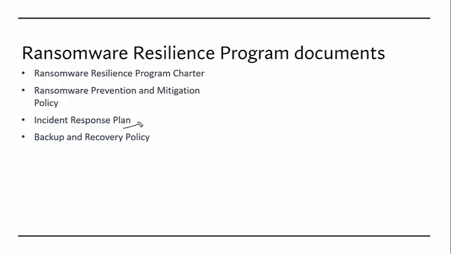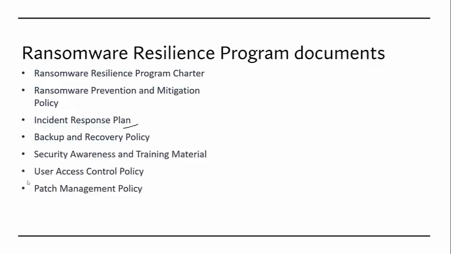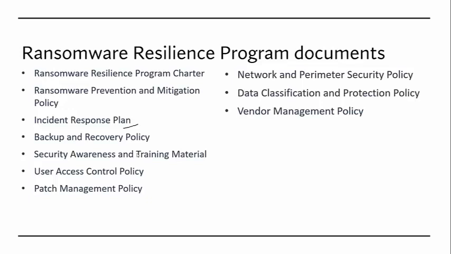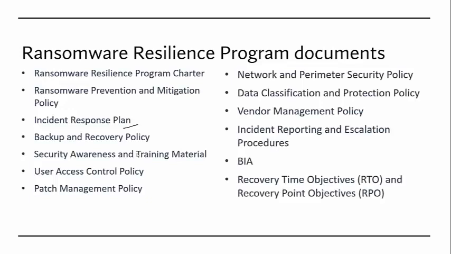Then we need to have backup and recovery policies and security awareness training material. The security awareness training material includes modules related to ransomware, and it should cover topics such as phishing prevention, safe browsing practices, and recognizing social engineering techniques. Then we have a user access control policy, which talks about the principles and practices for granting and managing user access, and it also establishes guidelines for implementing strong authentication mechanisms, password policies, and so on. Along with that, we also have patch management policies, network and perimeter security policy, vendor management, BIA, RTO, and RPO.